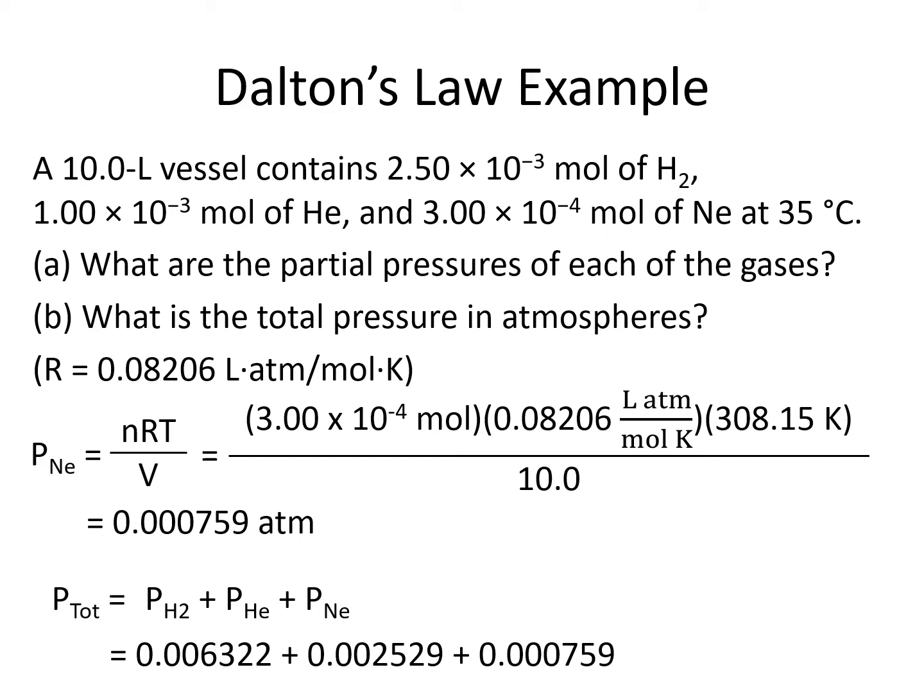The total pressure is just adding the 3 values for the partial pressures. When we do that, we come out with 0.00961 atmospheres as the total pressure in the container.